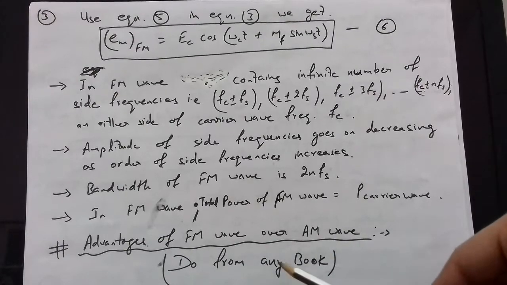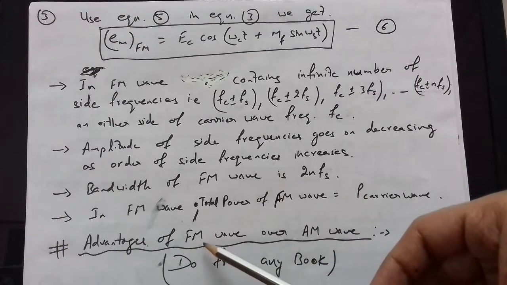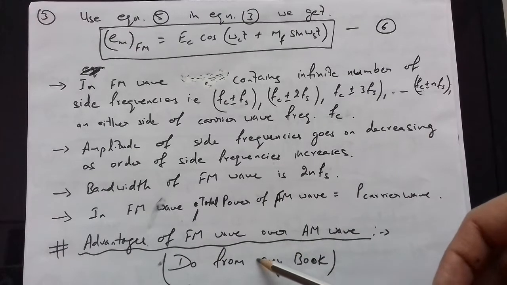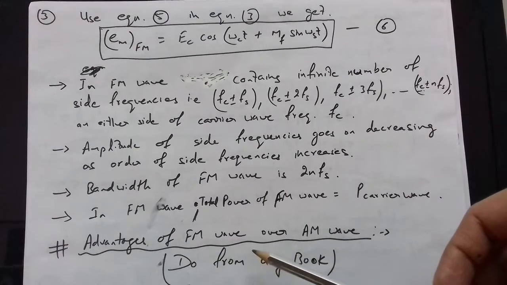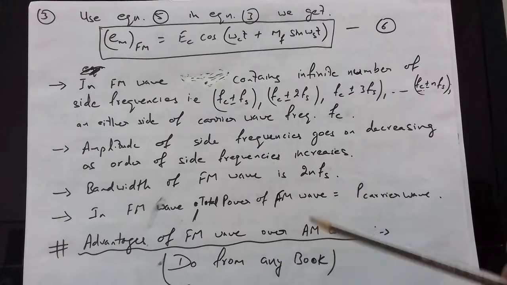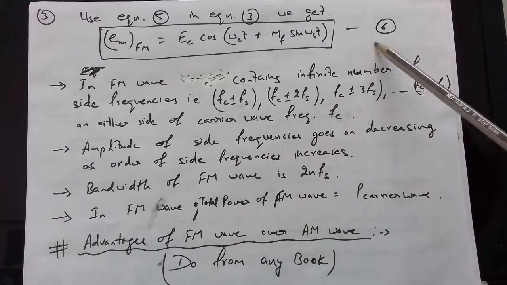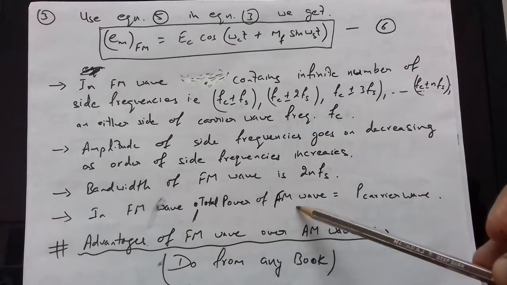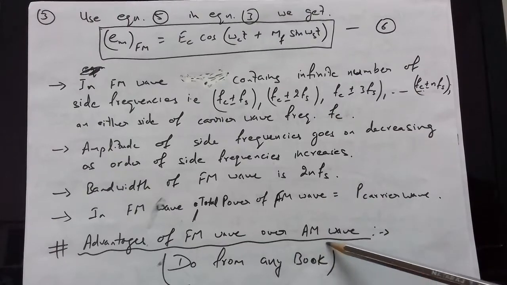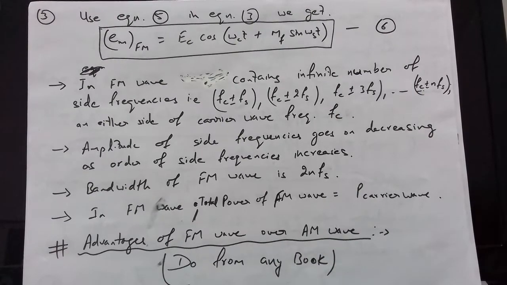There is another topic in the book, the advantages of FM wave over AM wave. It's a simple theoretical topic in which you just have to compare the FM wave with the AM wave. Here you can see some points which distinguish FM wave from AM wave. You can do this topic on your own from any electronics book.